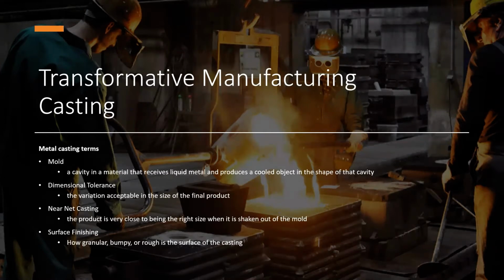It's the negative space that you pour the metal into to create the shape. Dimensional tolerance and near net casting are related. Dimensional tolerance is really what's the acceptable size of the final product in the end. It's not a perfect science all the time. This is a very manual process, which is why sometimes with casting you'll see an increase in the cost of your site furnishings if you're seeing a lot of cast pieces. It's a very manual, expensive process to go through.